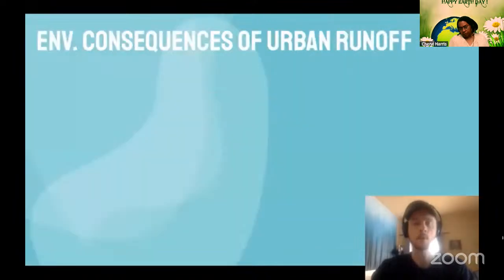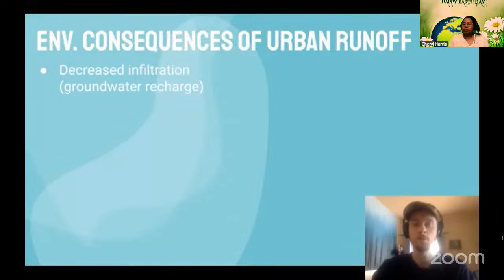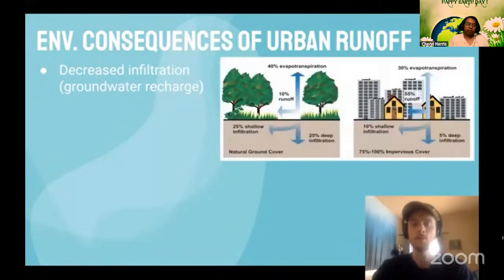So first, what are the consequences of urban runoff? Why should we be so concerned about mitigating it? Well, the first one is that we're going to decrease groundwater infiltration. Remember, groundwater is a really important source of drinking water. And so when we decrease groundwater infiltration, that's a problem. And so we can look at this diagram here, which just reminds us that when we cover the ground with impervious surfaces, sidewalks, asphalt, concrete, parking lots, that's going to decrease the amount of water that can trickle down into the soil and recharge the groundwater.